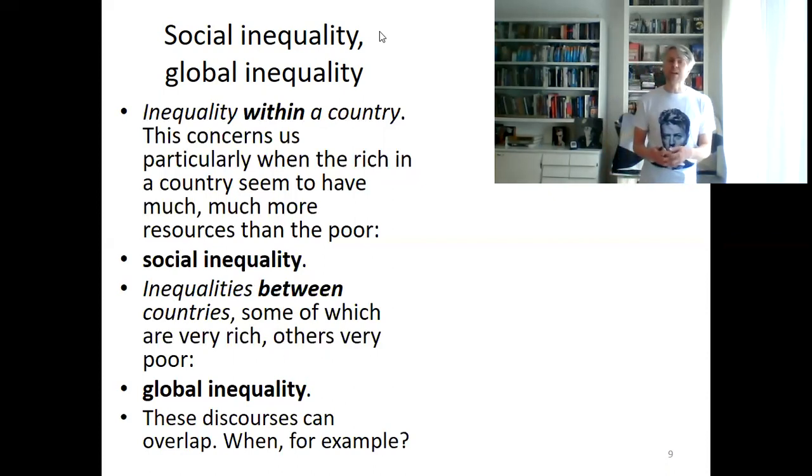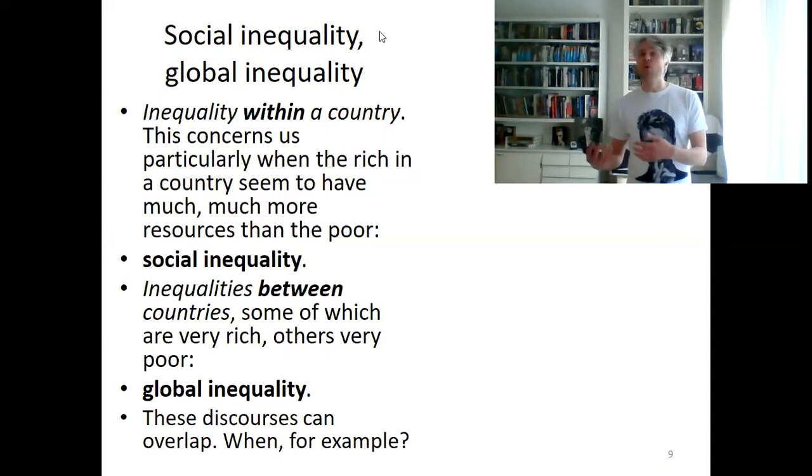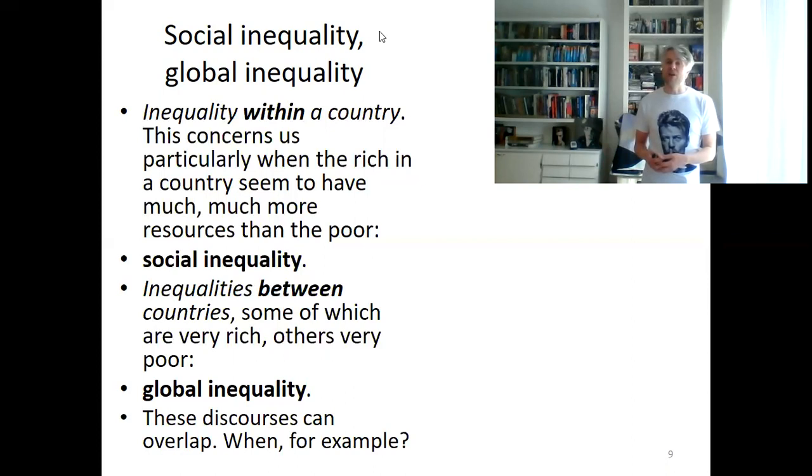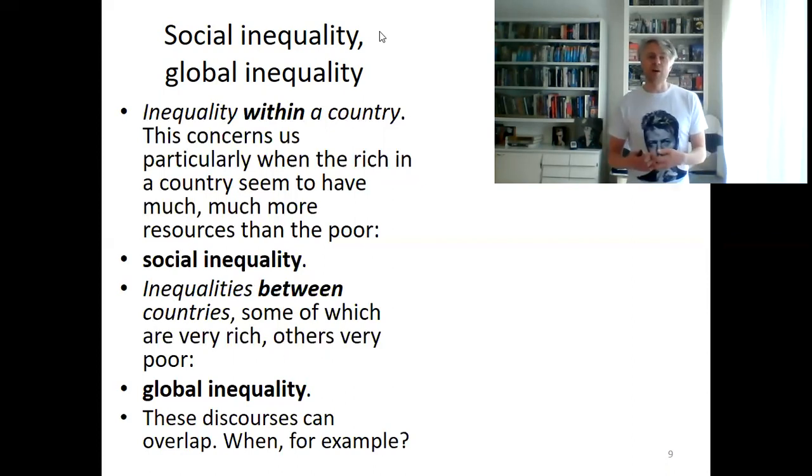Now, a lot of migration is related to people wanting to leave a very poor place and going to a place which is a bit more affluent. That's a natural thing to want to do. So migrants often come from poorer countries and settle in richer countries. This is an example of global inequalities.